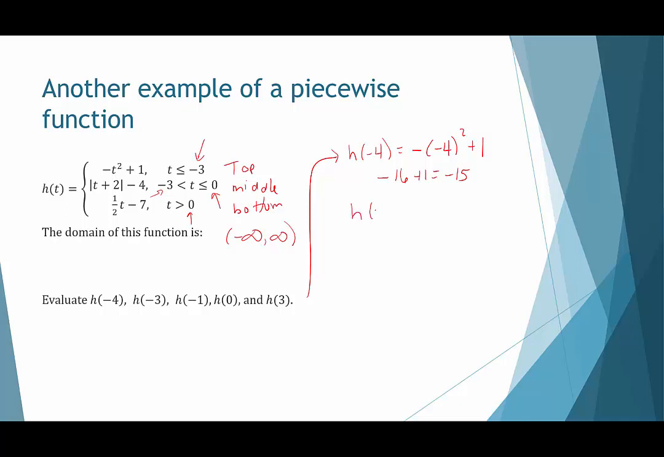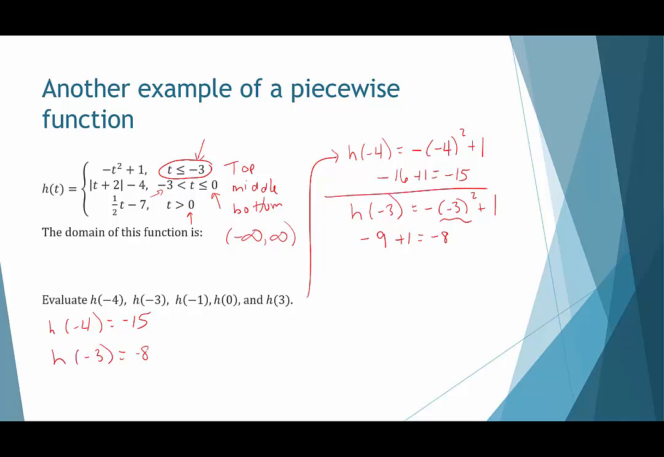The second example, we want to evaluate h of -3. Where does -3 fit? -3 fits right here, right? Because it's less than or equal to -3 itself. So this would be -3 squared plus 1. This piece here is 9, and then we attach the negative, so it's -9 plus 1, which is -8. I'm going to just go ahead and put these over here. So h of -4 was -15. H of -3 is -8.